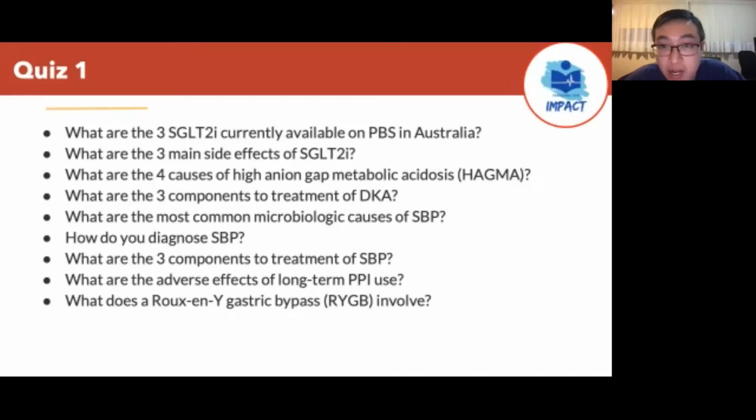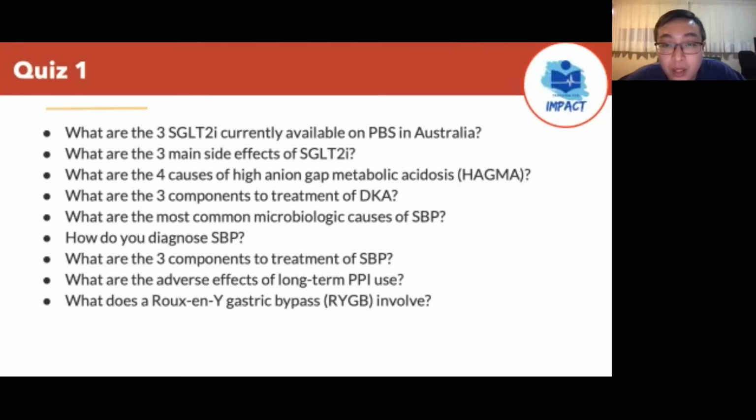4 causes of high anion gap metabolic acidosis. So, just discussed this. Lactate, ketones, toxins, and also renal failure. 3 components to the treatment of DKA. So aggressive fluid replacement, IV insulin, and once the BSLs drop below 15, to give them dextrose as well, or glucose. And you need to replace potassium because they're invariably potassium deplete.